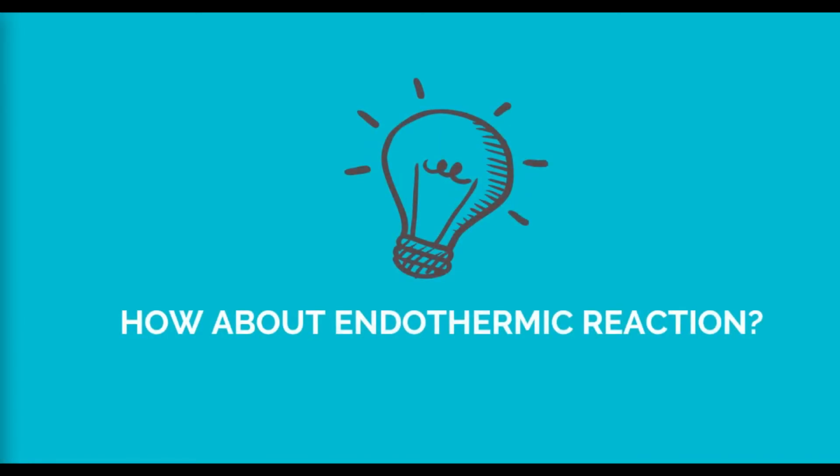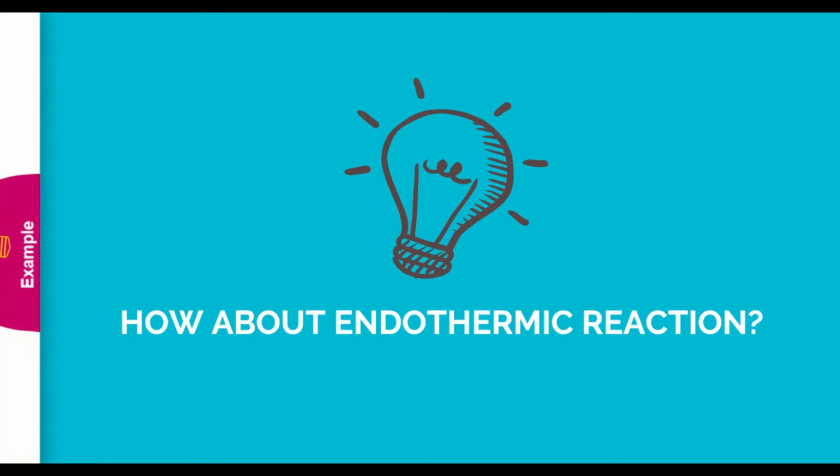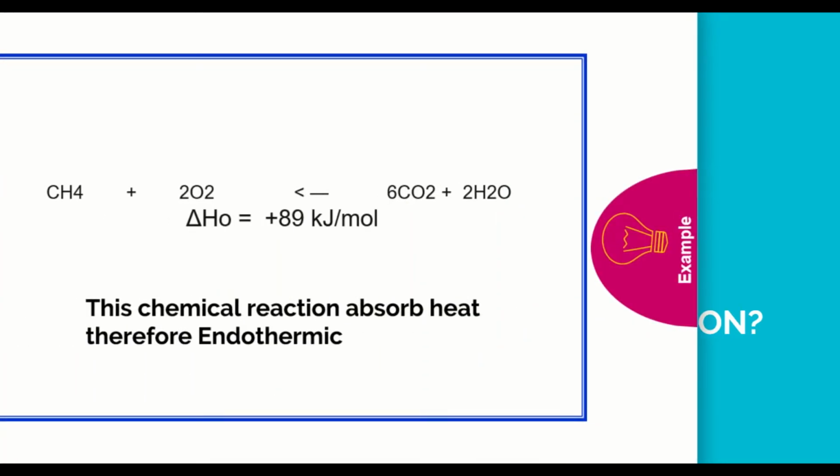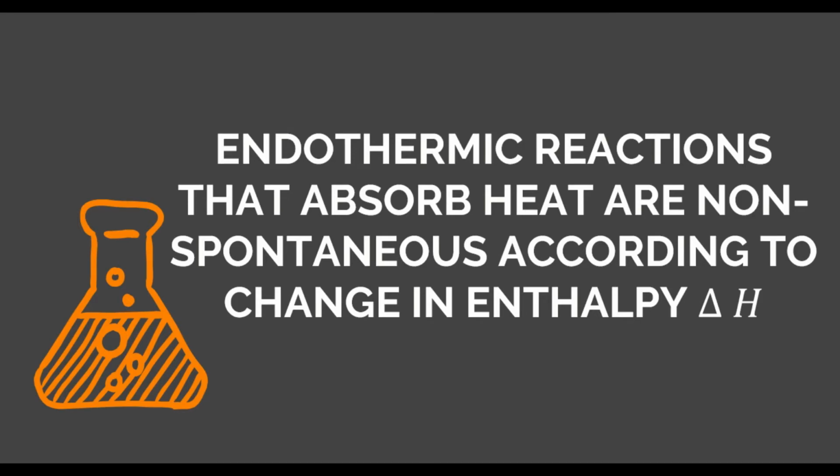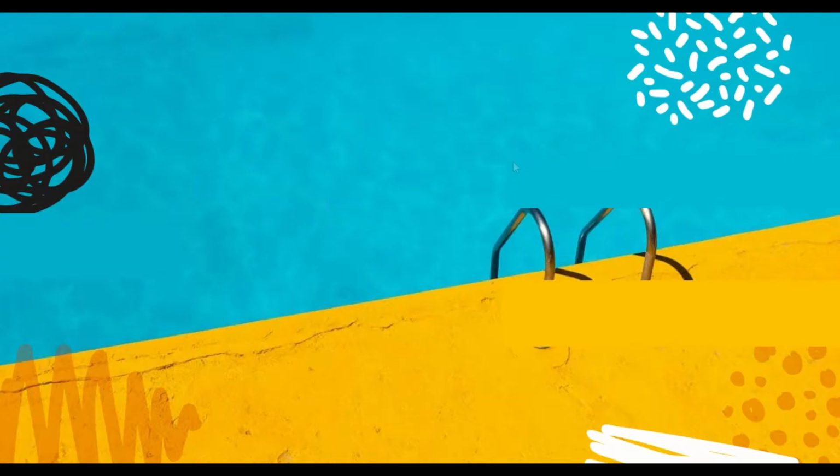And how about endothermic reactions? When you reverse the process of combustion of methane, it will now become an endothermic reaction. In reverse, CO2 and H2O to produce oxygen and methane gas requires a lot of energy, which is 89 kilojoules per mole. You have to continuously push the reaction, like adding a catalyst, for the reaction to occur. This is similar to a rock rolled up a hill. You have to exert force for the process to happen. Thus, endothermic reactions that absorb heat are non-spontaneous according to enthalpy.